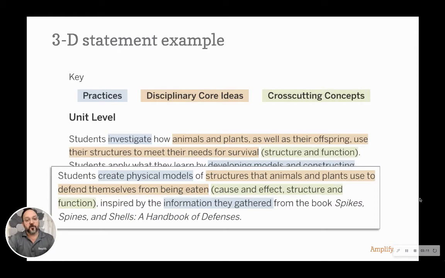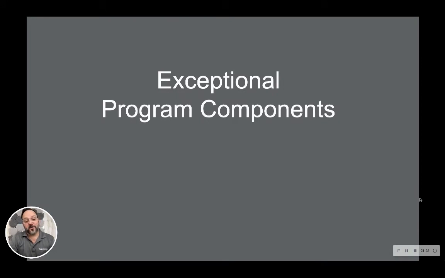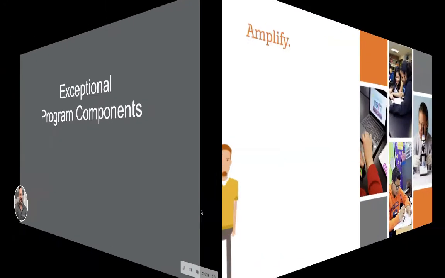Now, at the lesson level, it becomes very specific. In this case, students are going to create physical models. A lot of teachers will turn this into a powerful I can objective that is color-coded and shows exactly how 3 parts of the standards are being brought together. Now let's talk about the exceptional program components. And to help with that is my alter ego, Teacher Tom.